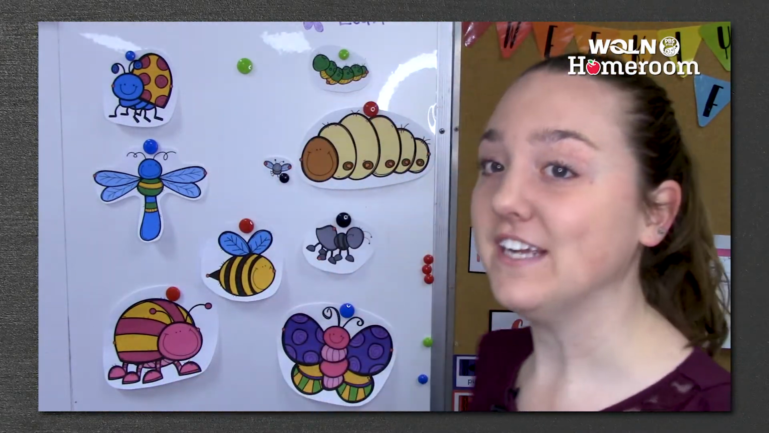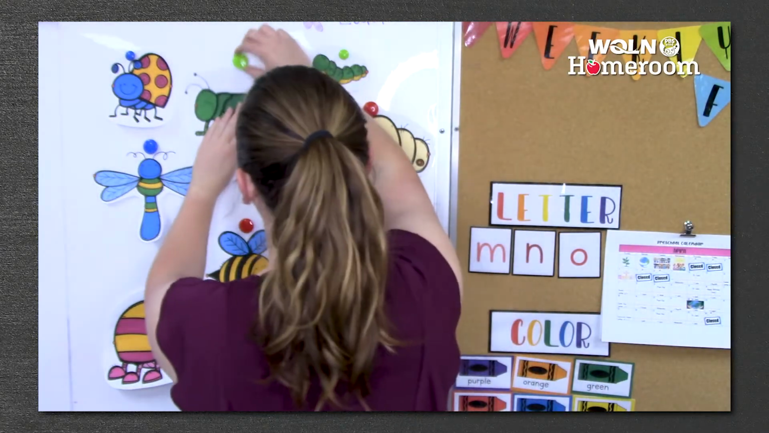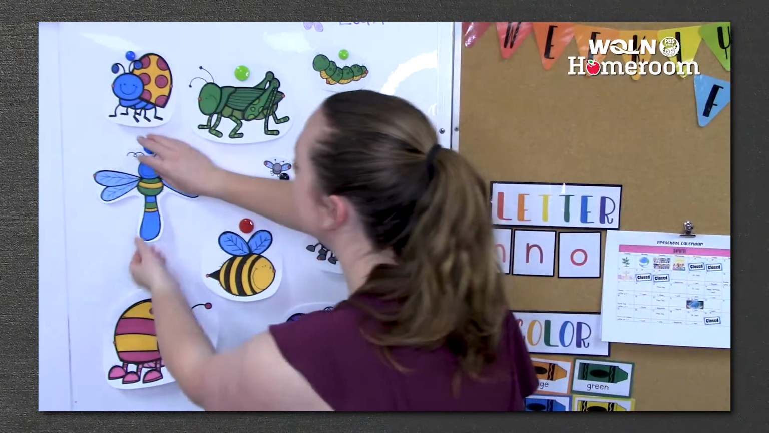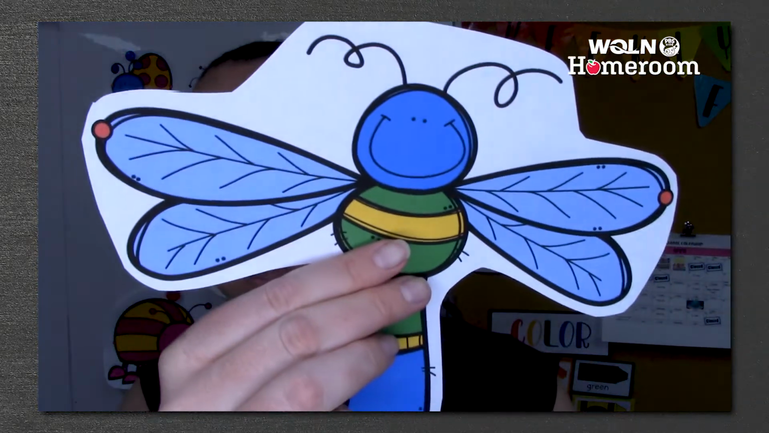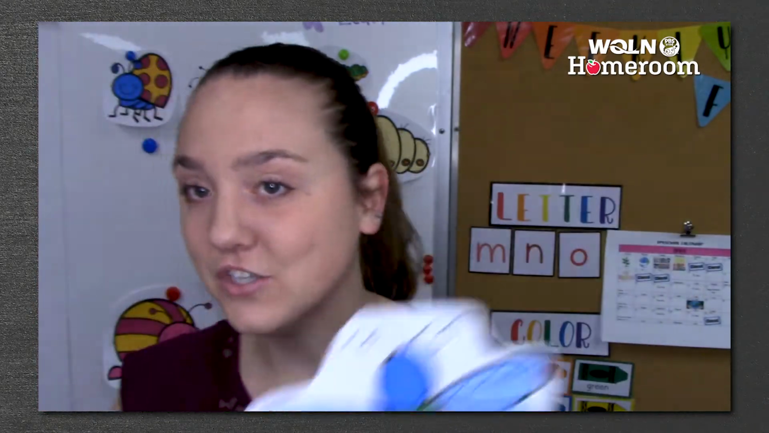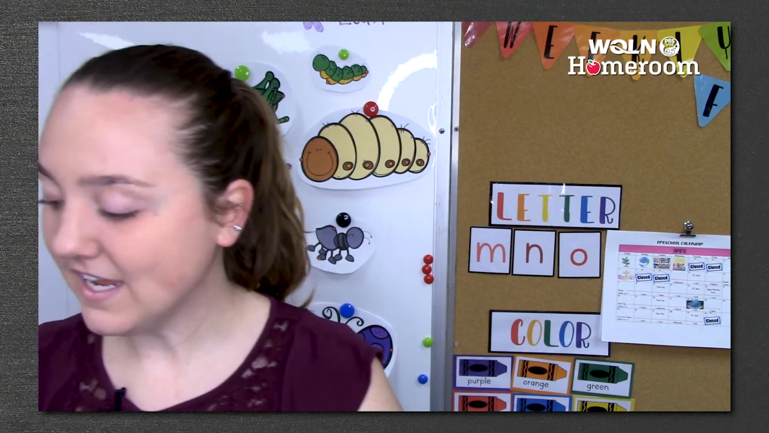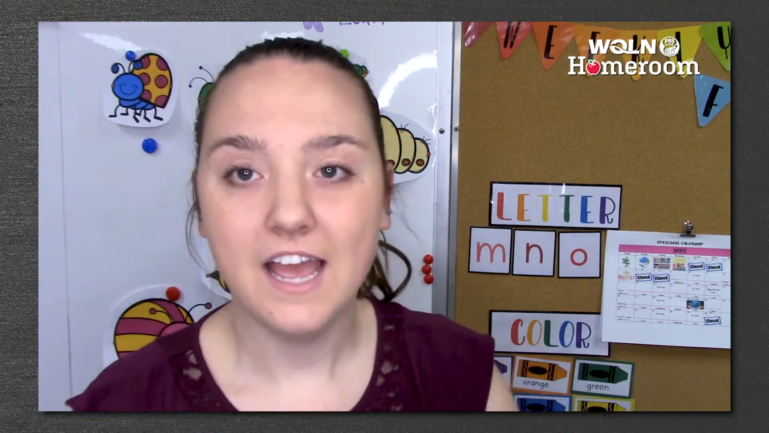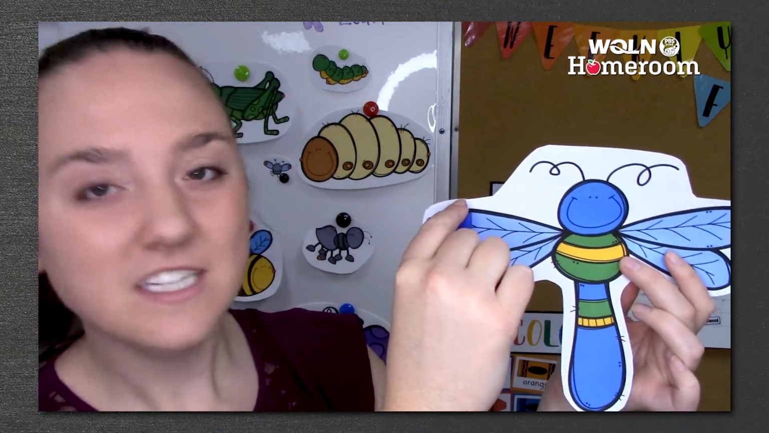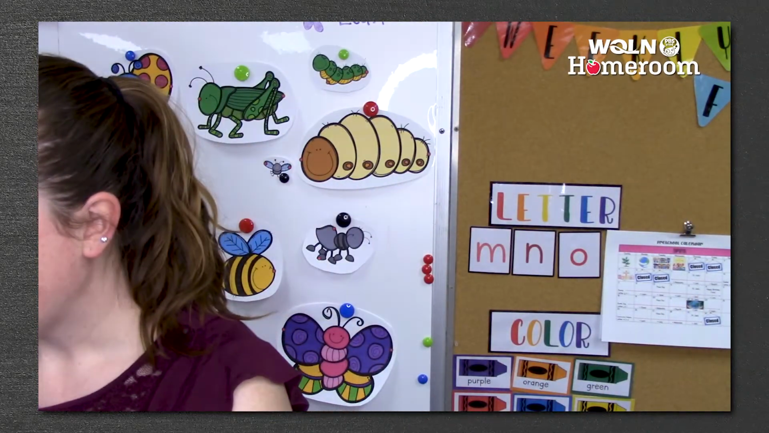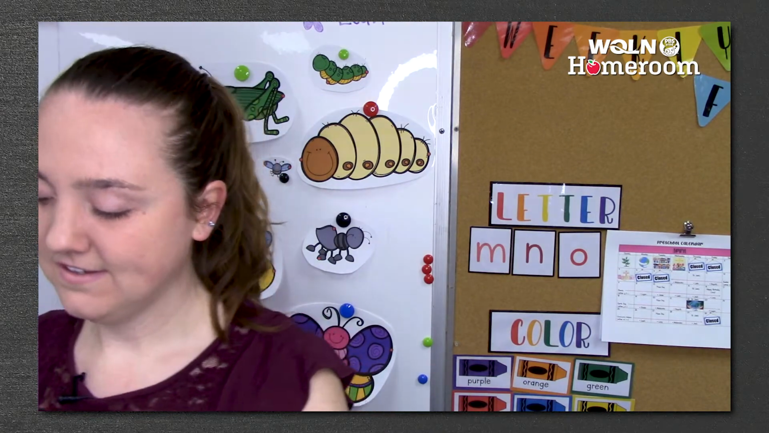Great work, everyone. All right, so now we're gonna put our grasshopper back and we're gonna pick a different insect. So let's go with the dragonfly. All right, so our dragonfly has 2 red dots and we are going to measure the length of his wings. So we are gonna start by finding 1 cube and we're gonna place our cube on the red dot. Does the cube connect to the other red dot? No, so we have to find another cube to connect. All right, let's see.